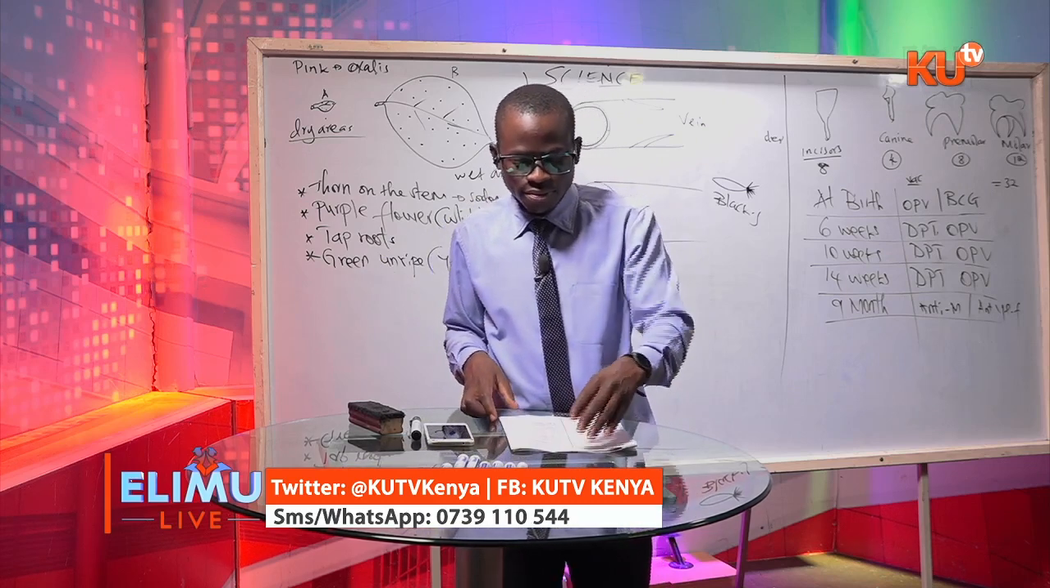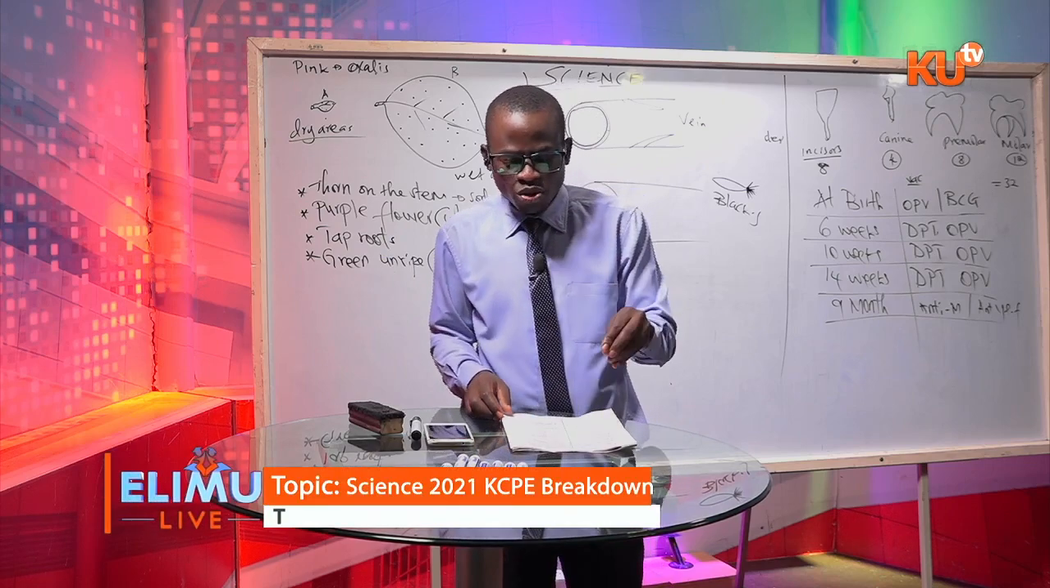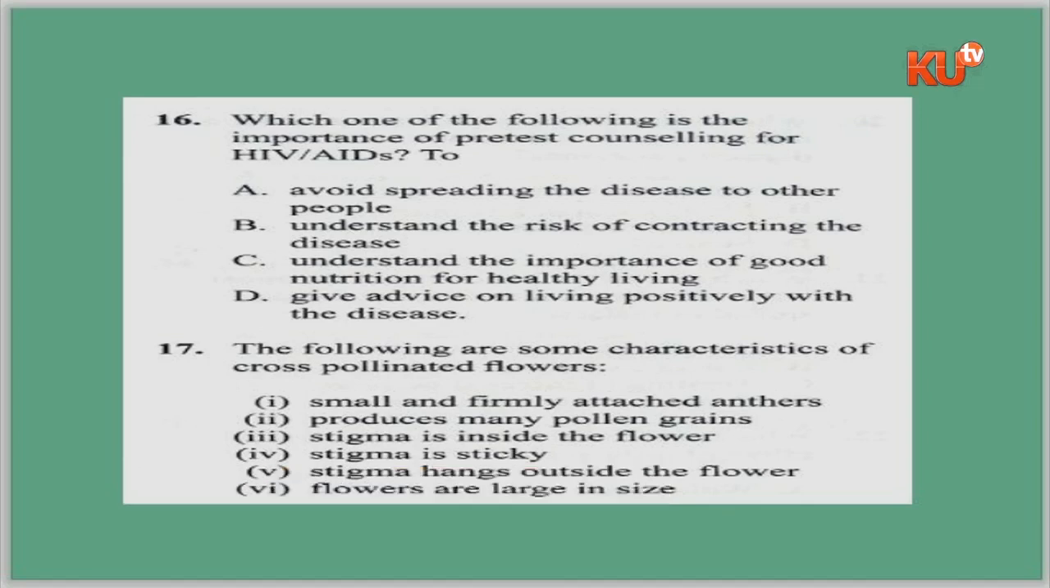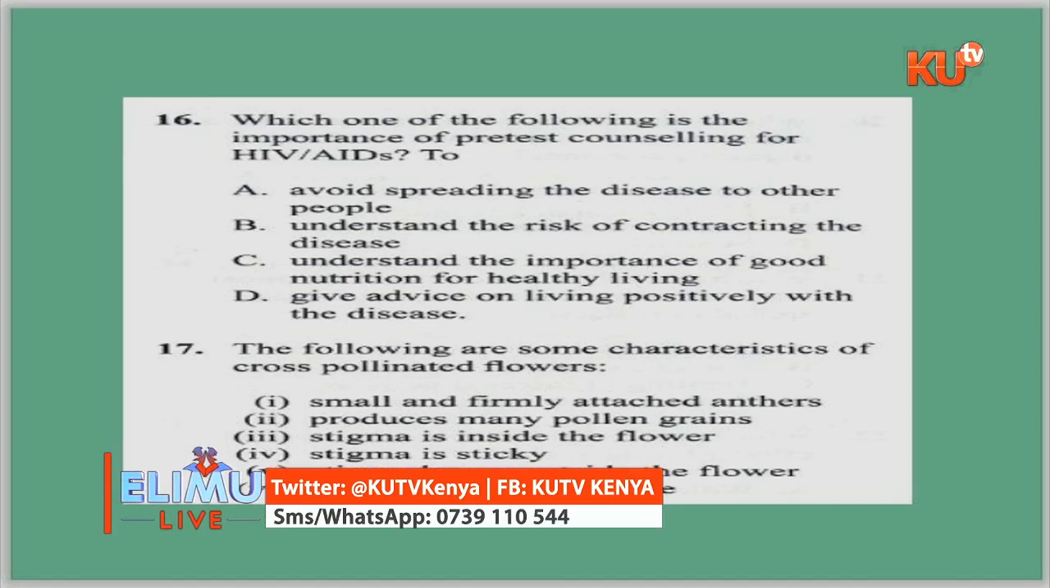Question number 16. Which one of the following is the importance of pretest counseling for HIV and AIDS? Now, this question number 16 brought a lot of contention between the specialists here, but you need to understand here, boys and girls, we have A, avoid spreading the disease to other people. B, understand the risk of contracting the disease. C, understand the importance of good nutrition for healthy living. D, give advice on living positively with the disease.